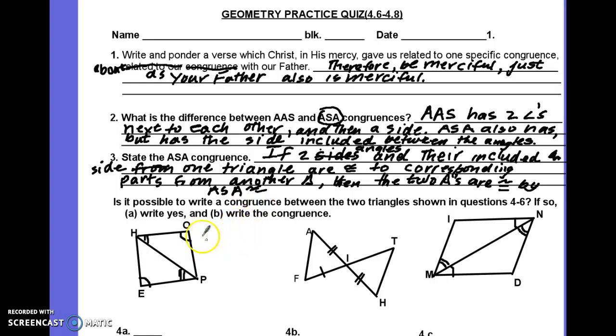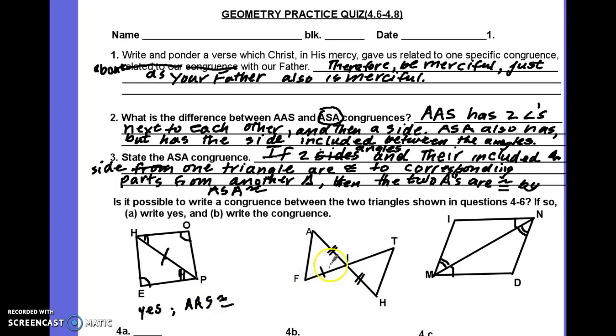Now we're going to actually use it. So watch carefully. Is it possible to write a congruence between the two triangles shown in questions 4 through 6? If so, write yes, and B, write the congruence. So you look carefully at the lower triangle and the upper one. You see this one has two angles that are congruent to two angles here. But is there anything we can mark? Say yes. We can mark the reflexive. So what can you see? Angle, angle, side. So you should write a resounding yes here, and then angle, angle, side congruence.